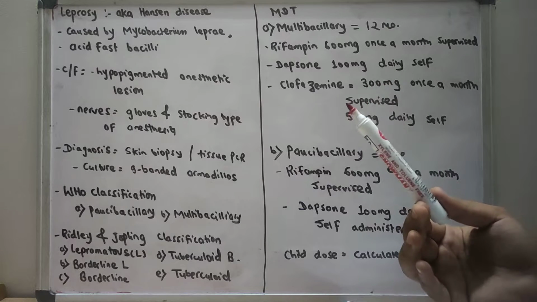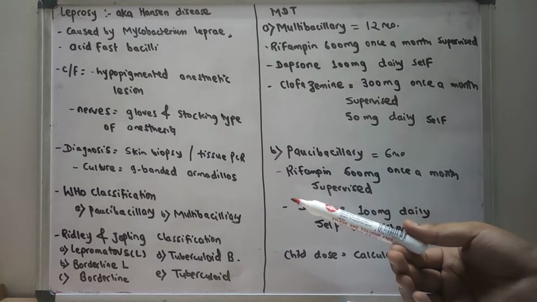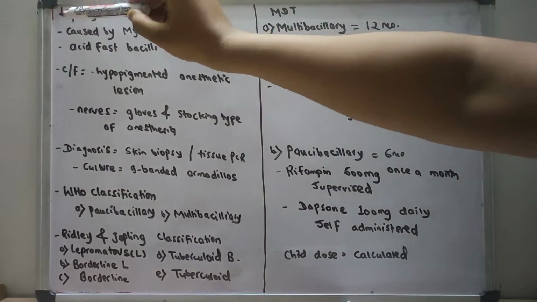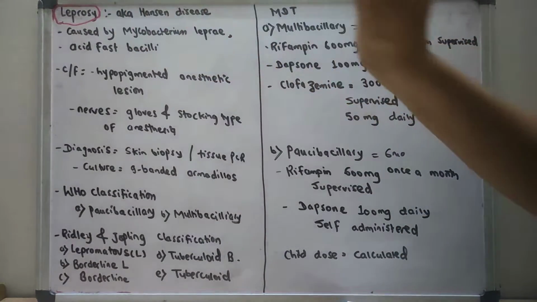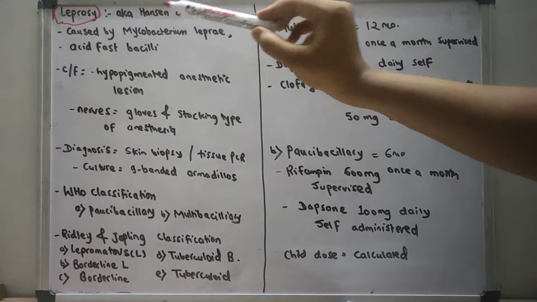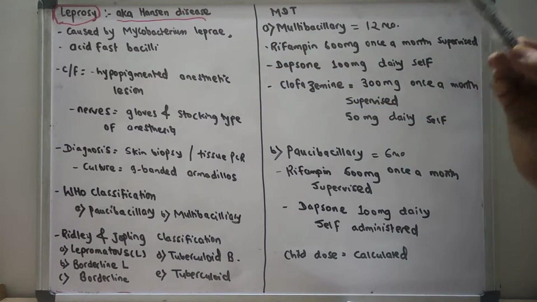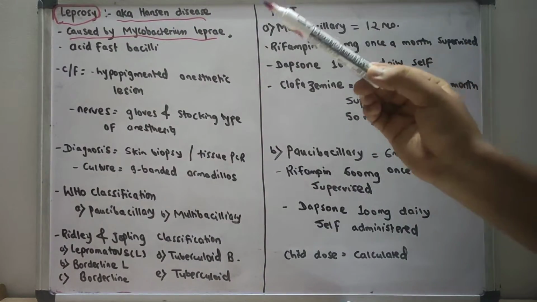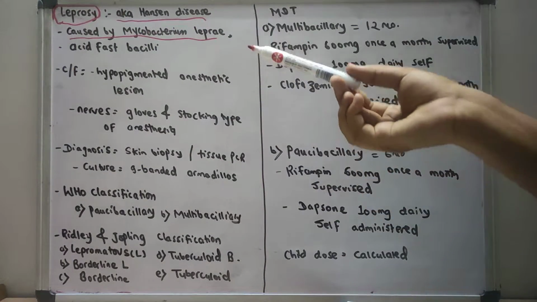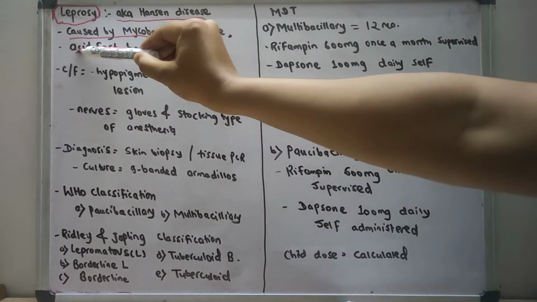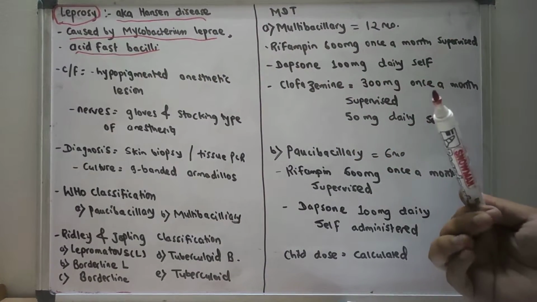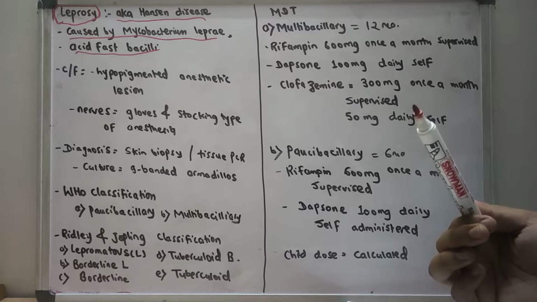Hello everyone. So today we are going to talk about another topic in the clinical bacteriology of microbiology. One of the most important topics, that is leprosy. Leprosy, we also call it Hansen disease. Leprosy is caused by Mycobacterium leprae, and we all know Mycobacterium leprae is an acid-fast bacillus. So what are the chief clinical features of leprosy?